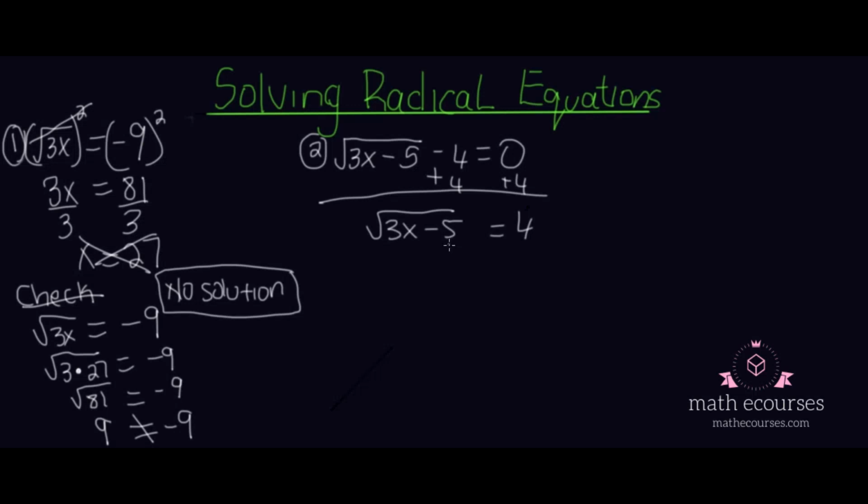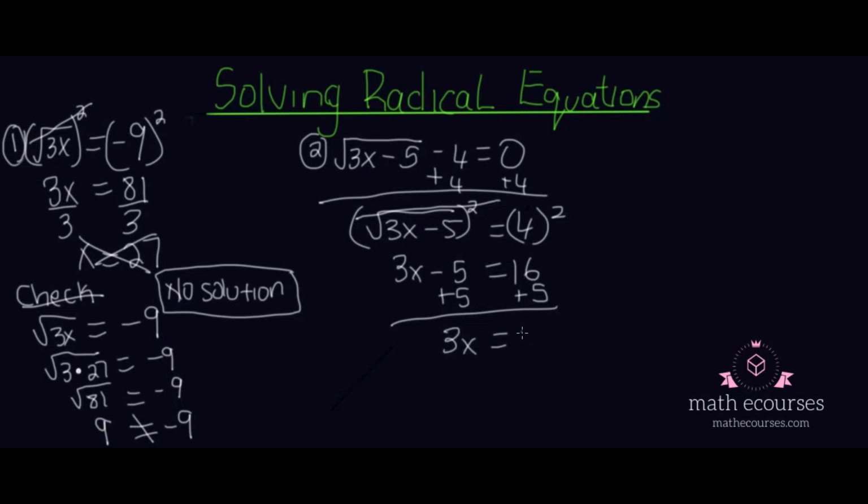Now that my radical is isolated, I'm ready to square this side. If I square the left, you must square the right. And the square and the square root will cancel out. So I have 3x minus 5 equals 16. Add 5 to both sides to get 3x equals 21. Divide by 3 and you will get x equals 7.